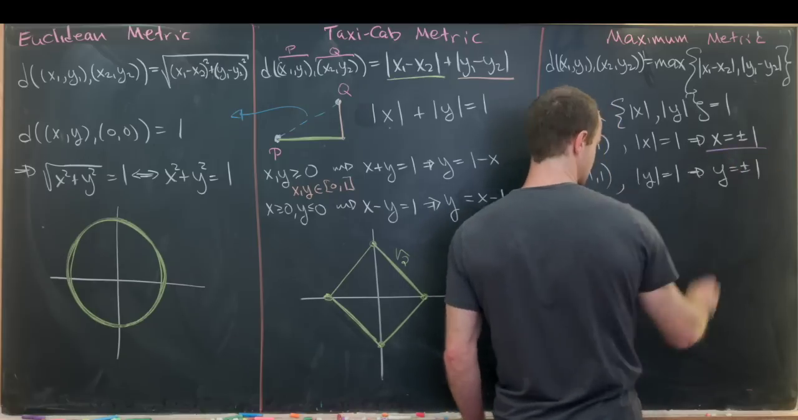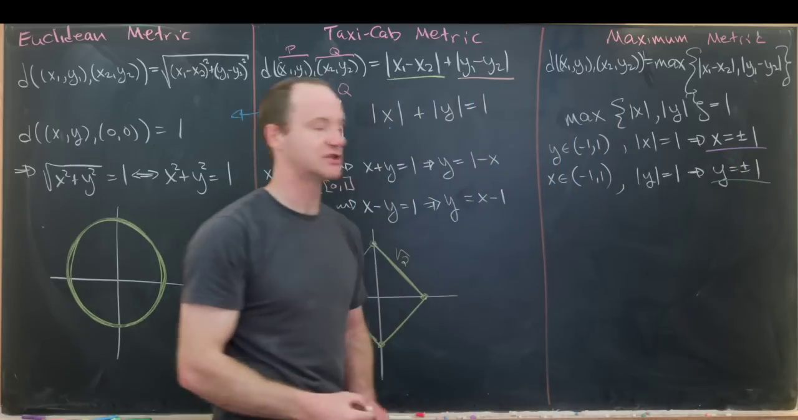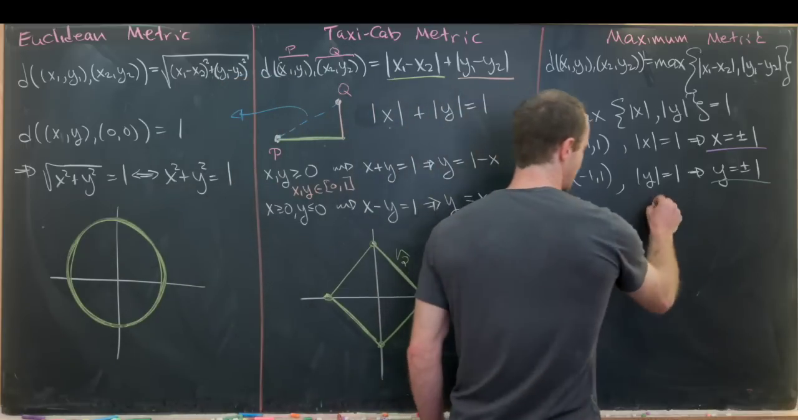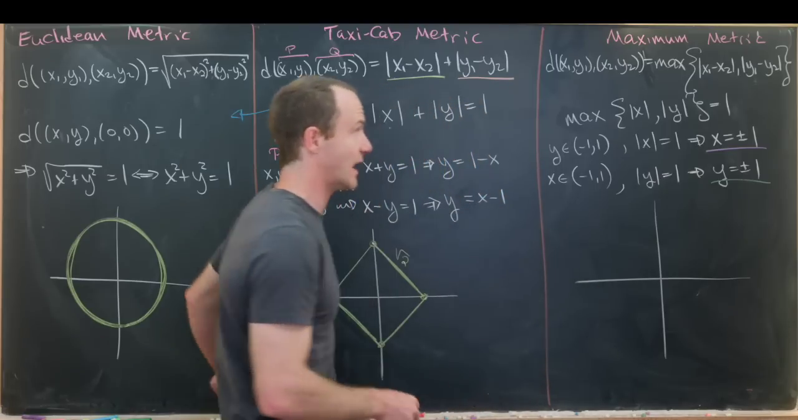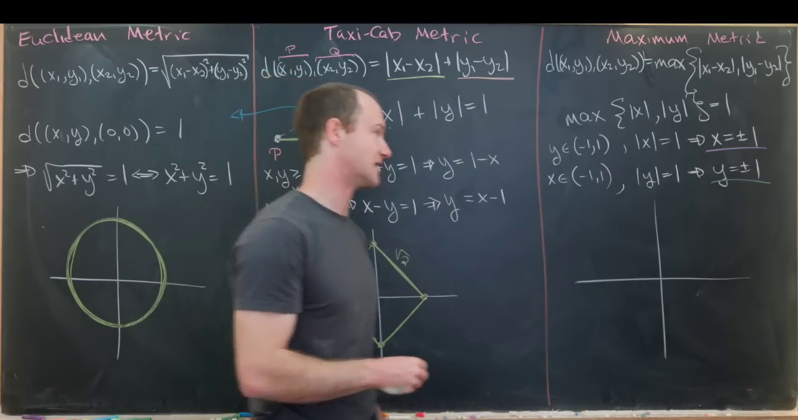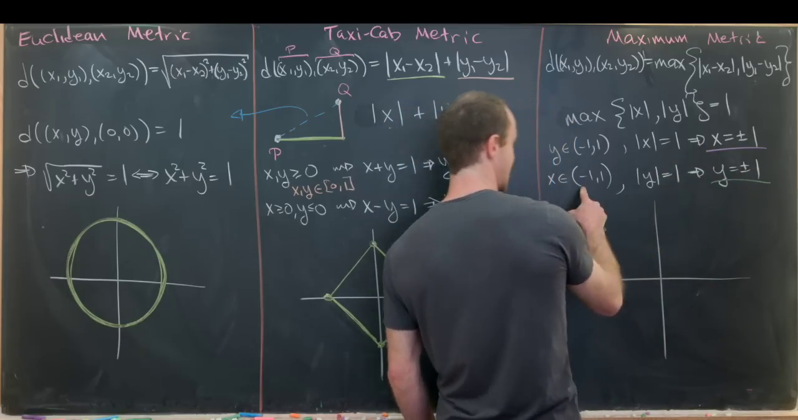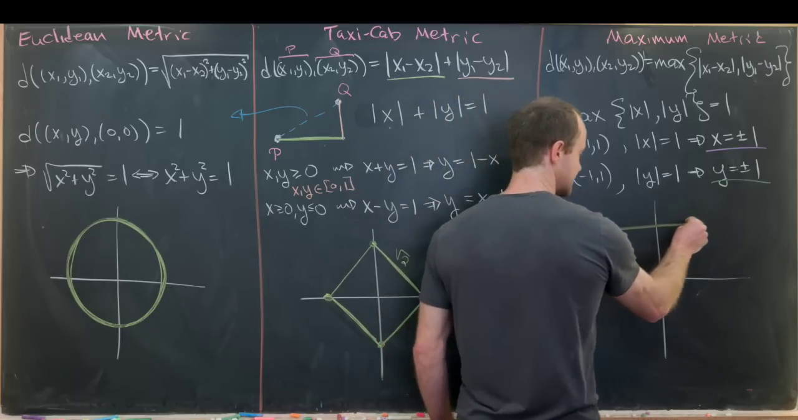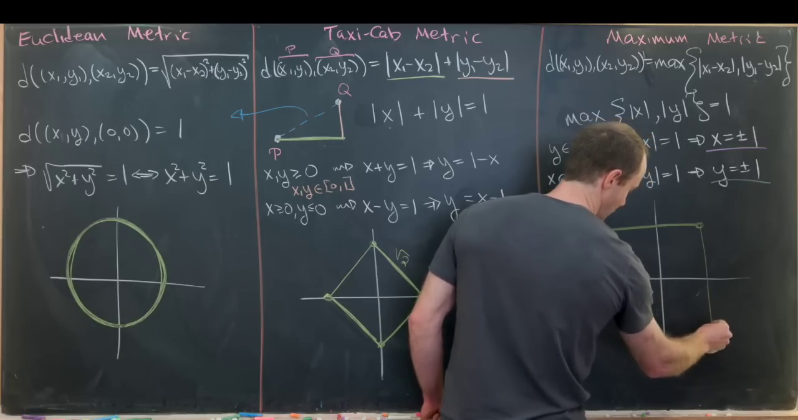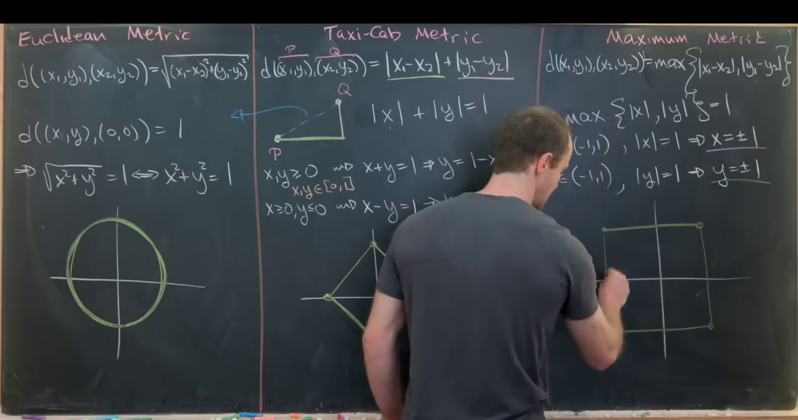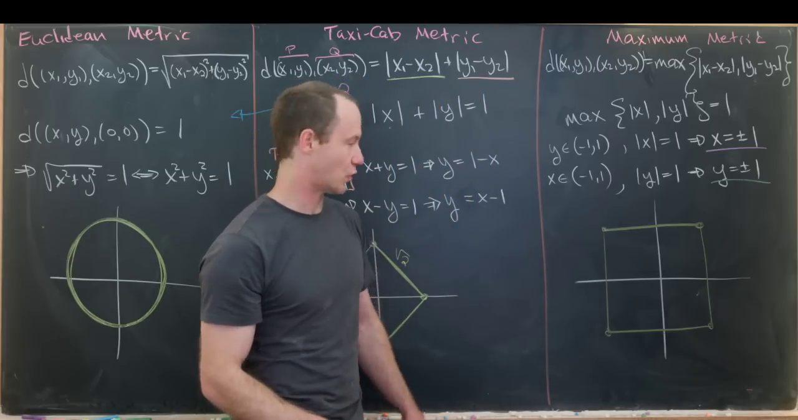But this right here gives us 2 vertical lines, whereas this y equals plus or minus 1 gives us 2 horizontal lines. So that allows us to draw a picture of a circle in this case as well, a circle in the maximum metric. So let's see, if we've got y equals plus 1, since x goes from -1 to 1, that's going to give us something like this. And then x being plus 1 would be that. Then y being -1 would be that. Then x being -1 would be that. So we get that sort of square.